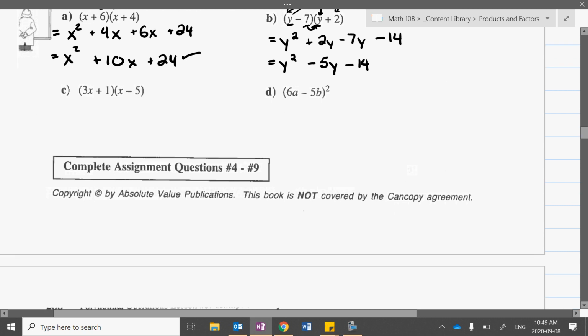Okay, C. First is 3x times x gives us 3x squared. So that was first. Outer, 3x times 5 gives us 15x. That was a minus sign, so it's a minus 15x. Inner, 1 times x gives me a positive x. Last is a minus 5. -15 plus 1 makes us a -14x.